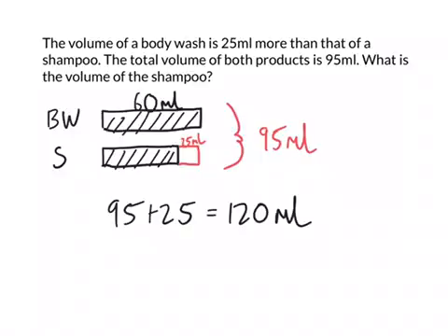Because we know that one's worth 60 millilitres, we know that the shampoo is 25 millilitres less than that. So the shampoo without our imaginary extra 25 millilitres would be 60 take away 25, which is 35 millilitres. And then to check that, these two amounts should add together to make our original total amount, which they do. 60 add 35 is 95 millilitres.